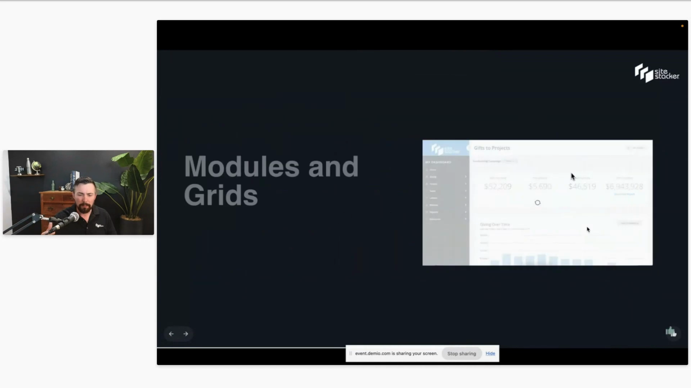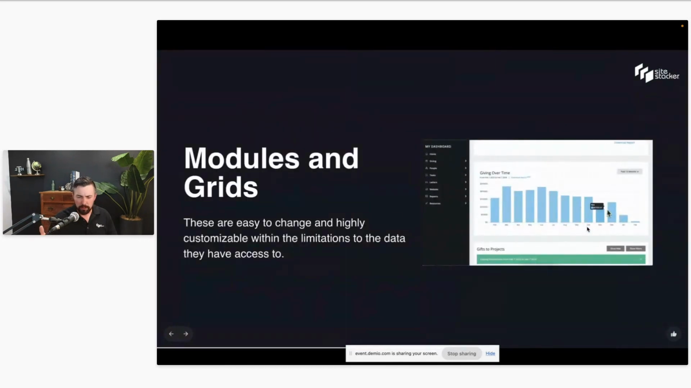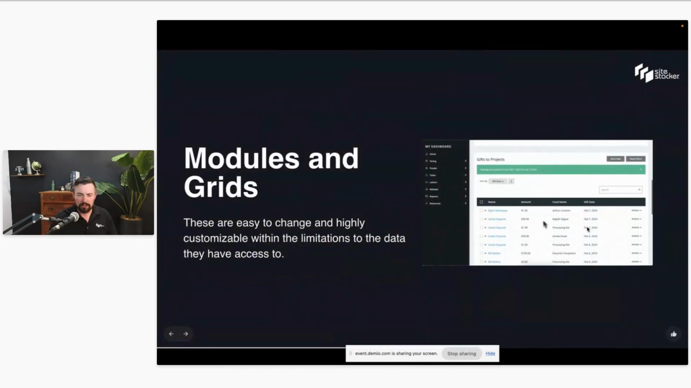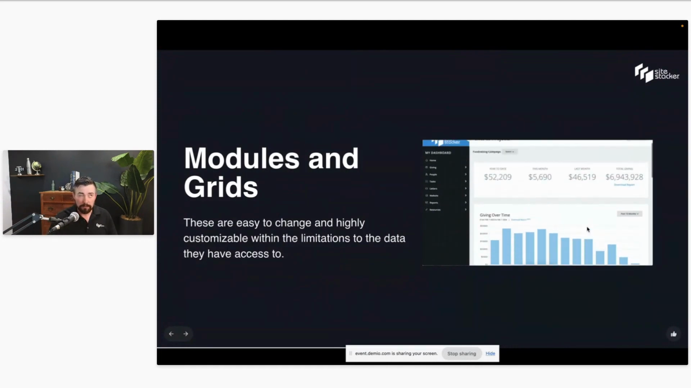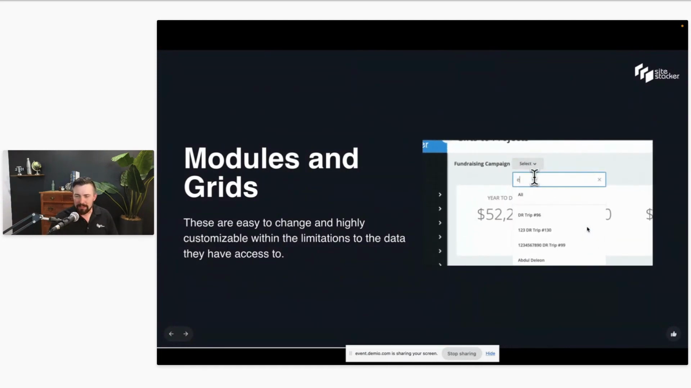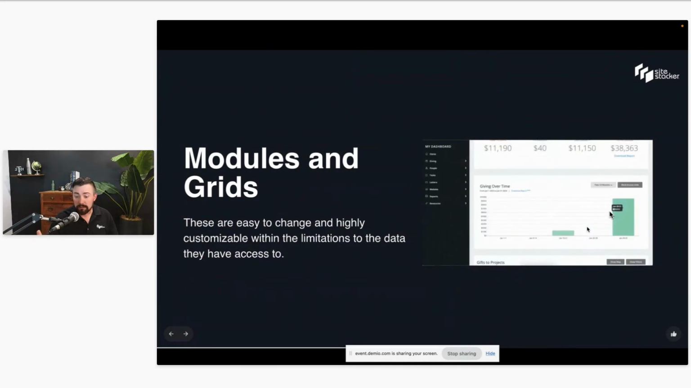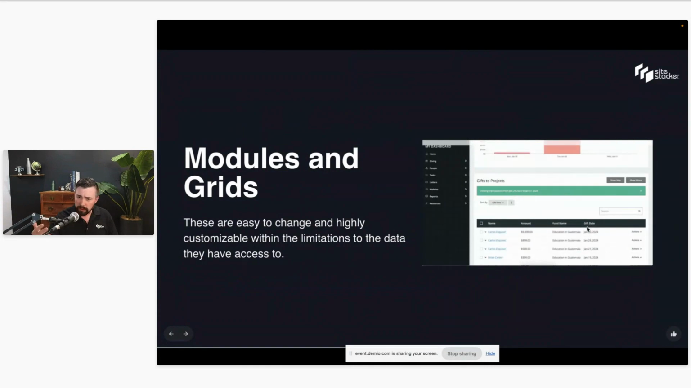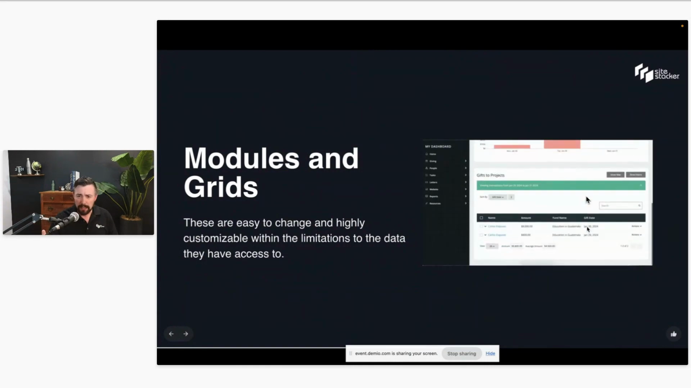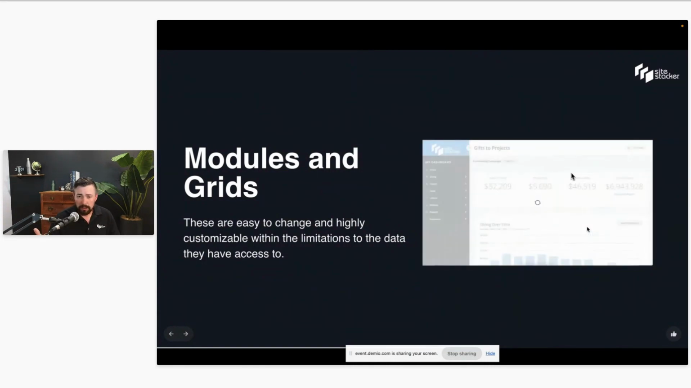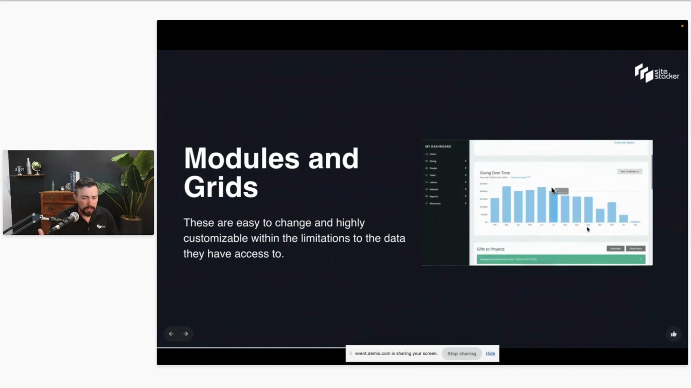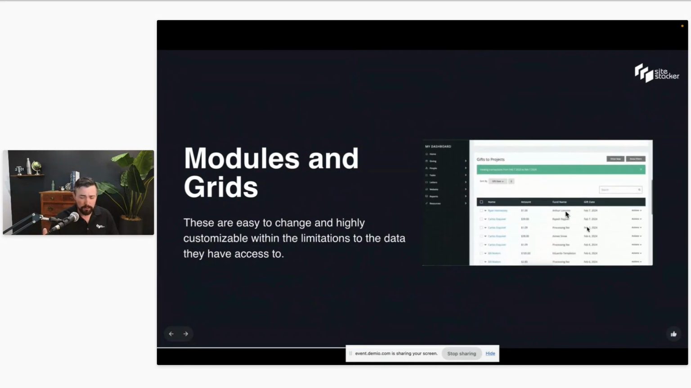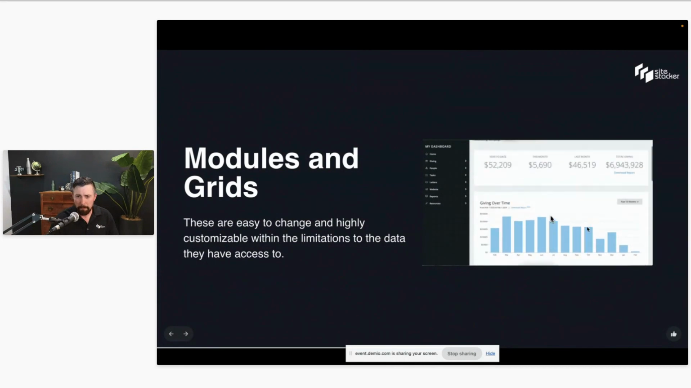So let's talk about modules and grids for dashboards. These are the easiest to change. They're highly customizable within the limitations of the data that they have access to. So these are things like the CRM grid. And this is a grid of CRM contacts. And really, you can get that grid filtered by just about any point on a CRM record, entities, record types, contact info, anything like that.